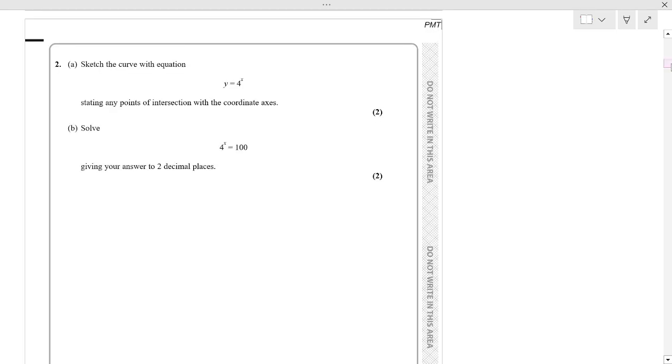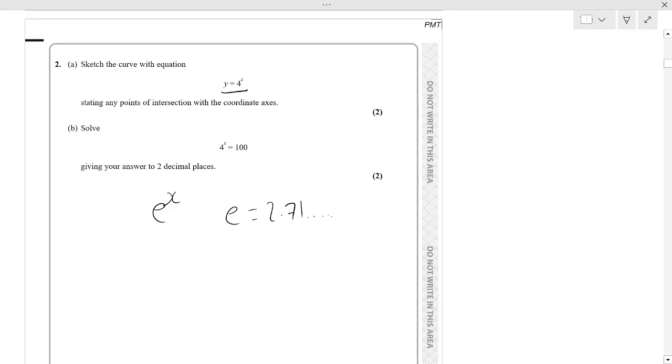Question 2, I'm not going to do fully. I'm just going to give some comments. So the curve of equation y is 4 to the x. That's going to be very similar to e to the x because it's an exponential. And actually, e, remember, it's just a number, 2.71. It's actually a form of a to the x, and you should know the graph of a to the x for any number a.